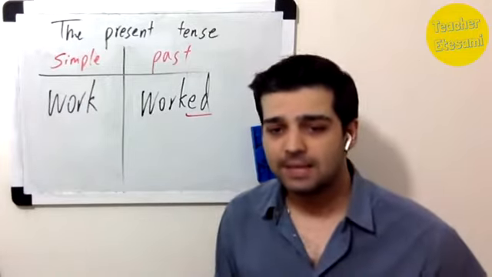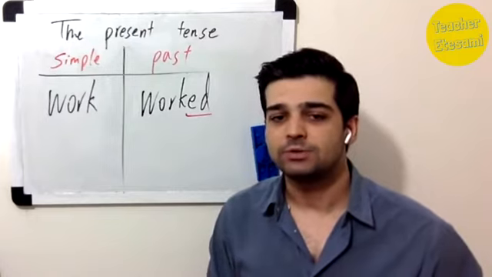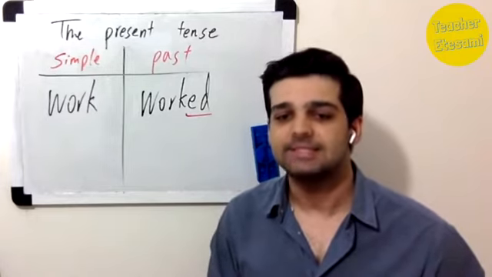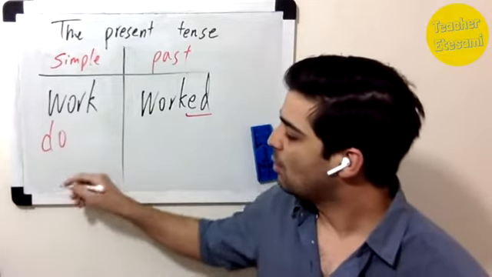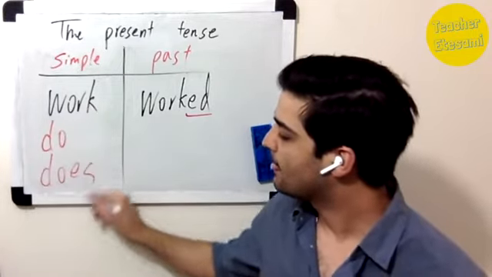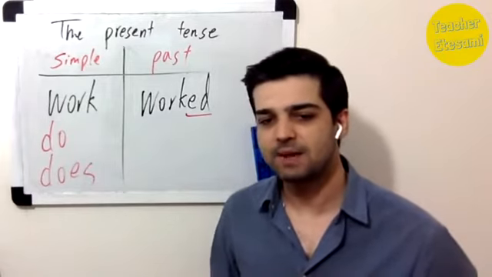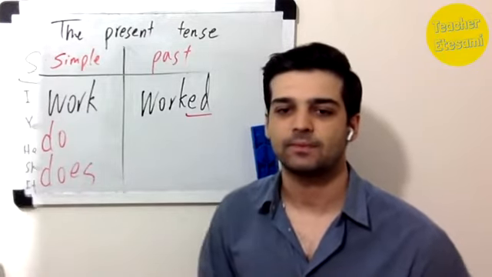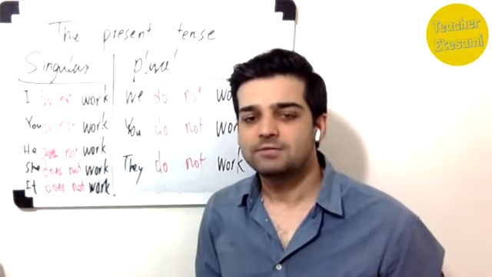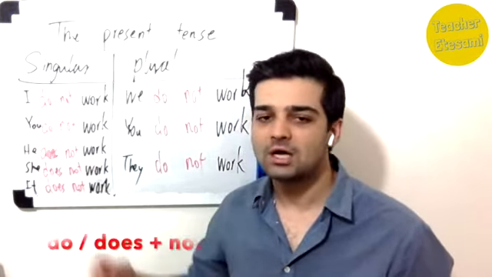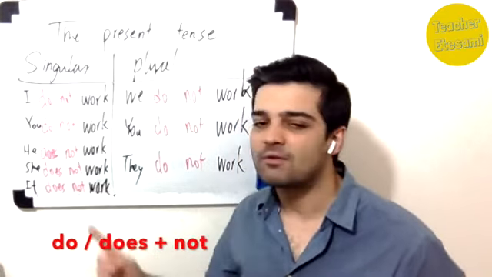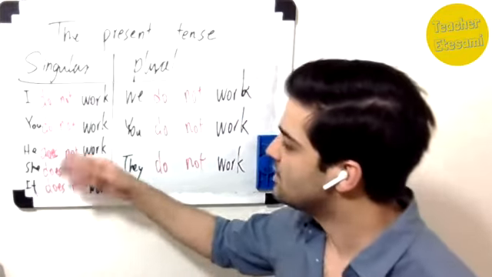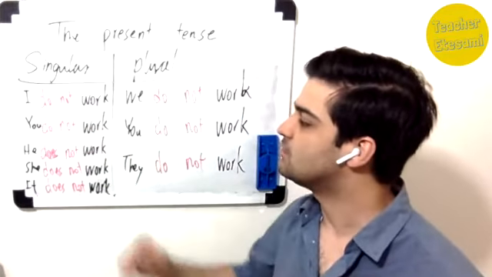To make a negative or question, use do plus the simple form. Do or does. It depends on the subject. To make the negative for the present tense, use do or does and not with the simple form of the verb. Here we have I do not work.